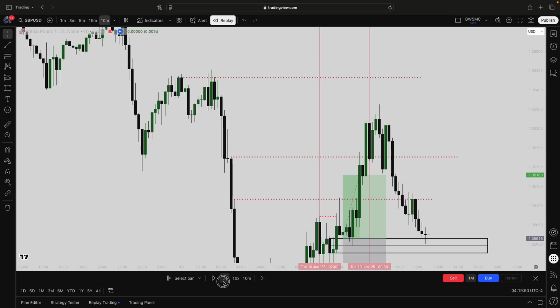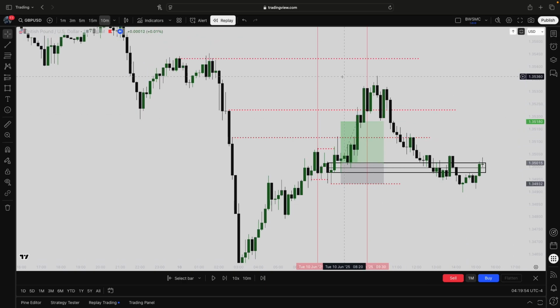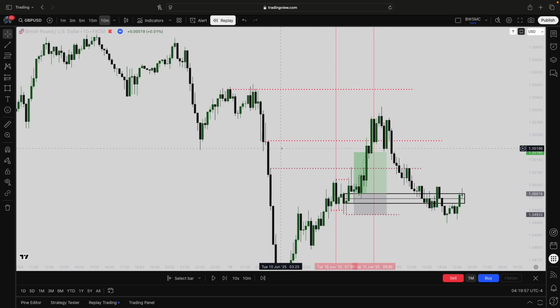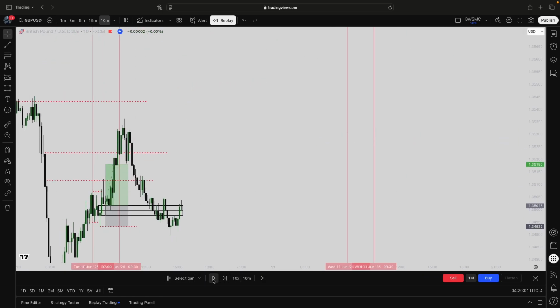Does it go to the next liquidity point? Let's have a look. No. We actually had a reversal at the imbalance, which is extremely good. And this is a good way to increase your probability and your win rate on your trades.